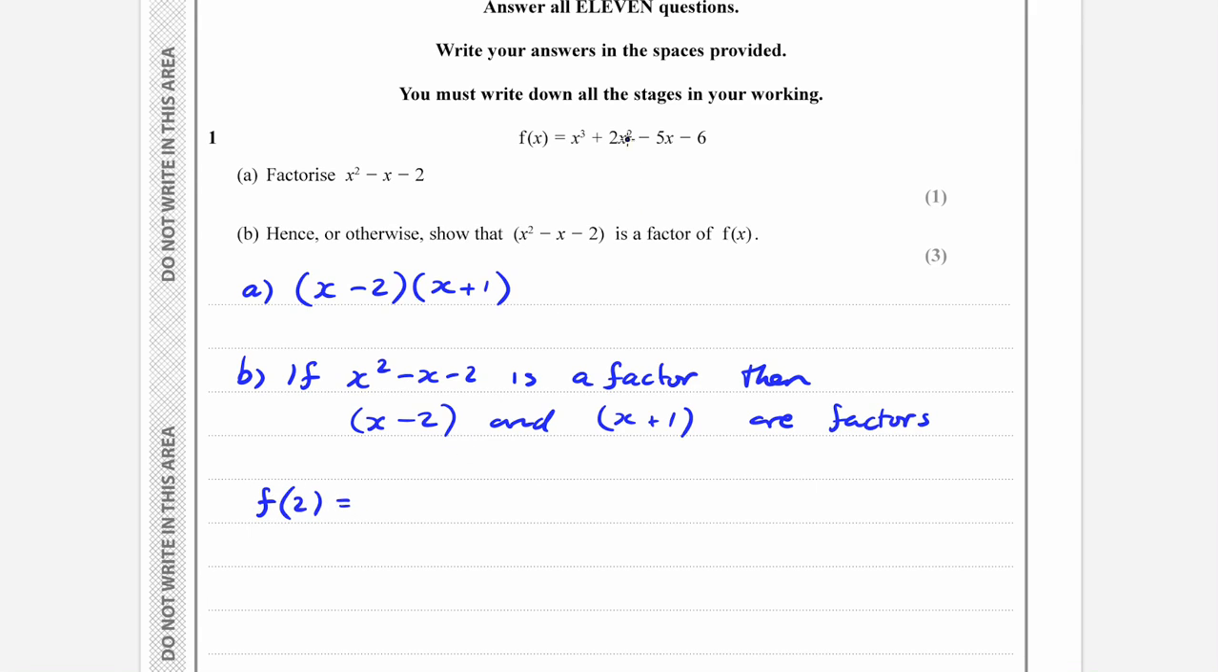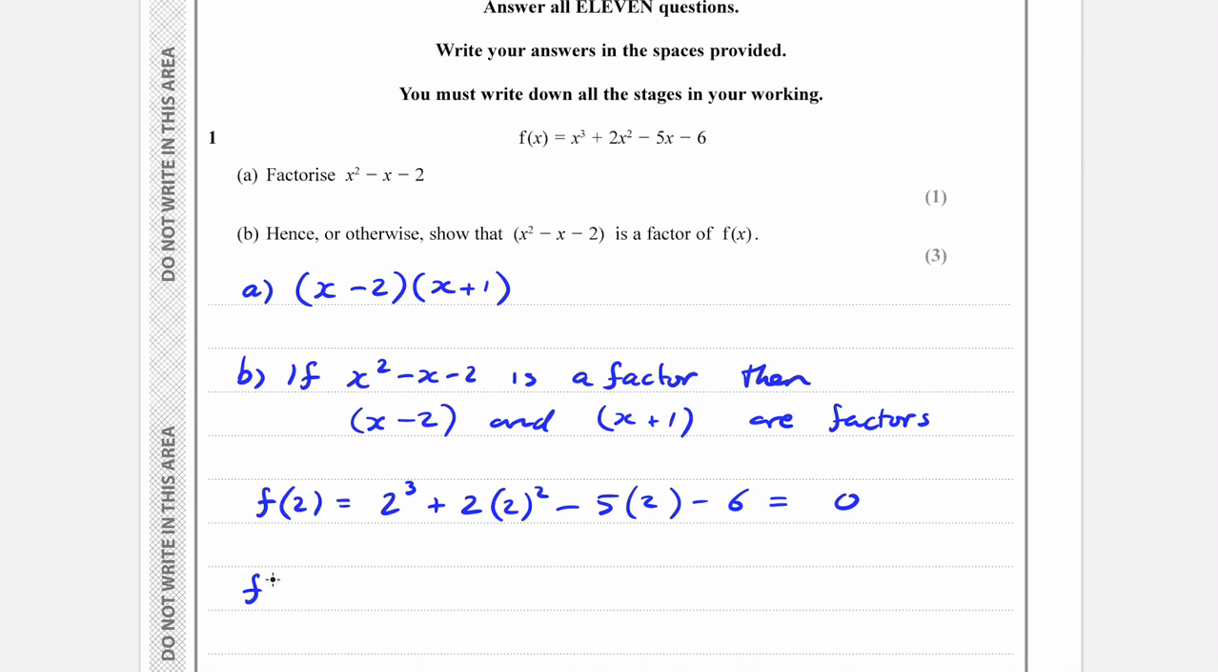F of 2 is equal to, I'm subbing it in here, it's 2 cubed plus 2 times 2 squared minus 5 times 2 minus 6. This is equal to, you can use your calculator, guys, it's 8 plus 8, which is 16, minus 10, minus 6, which is 0. So that is 0.